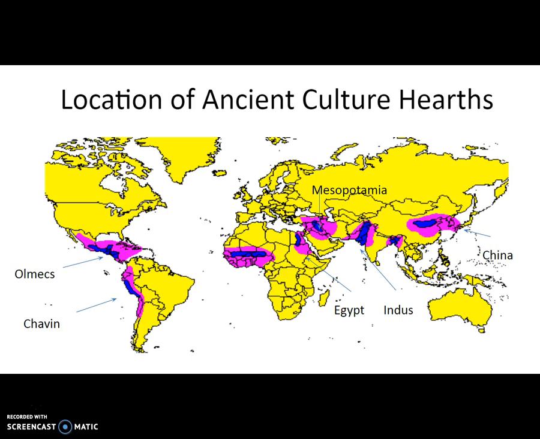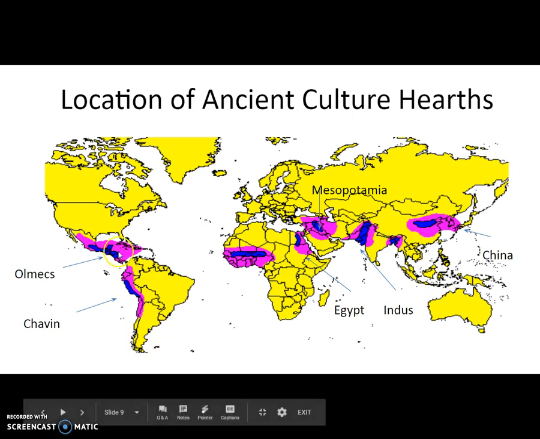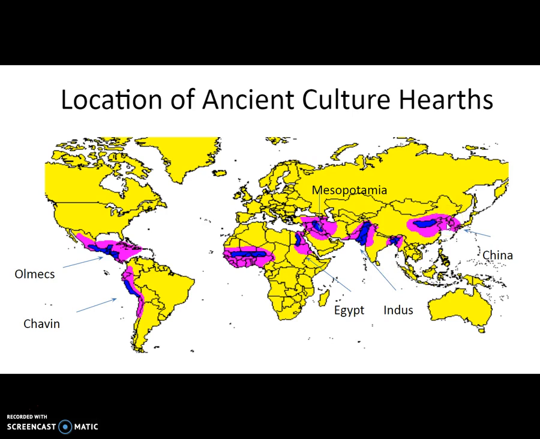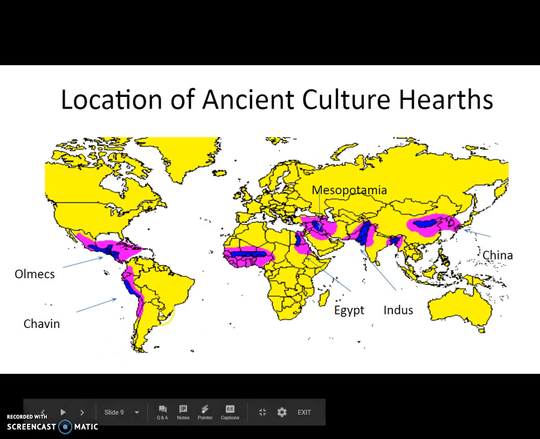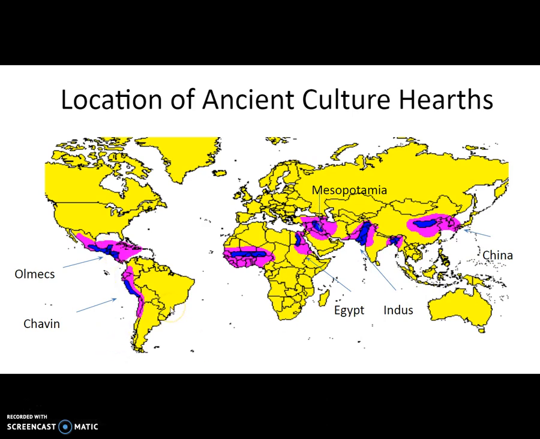Some examples of specialization would be soldiers or blacksmiths or priests. These are the areas of the main urban societies that we'll discuss. You see, we have China, Indus, Mesopotamia, Egypt, Chavín, and Olmecs.